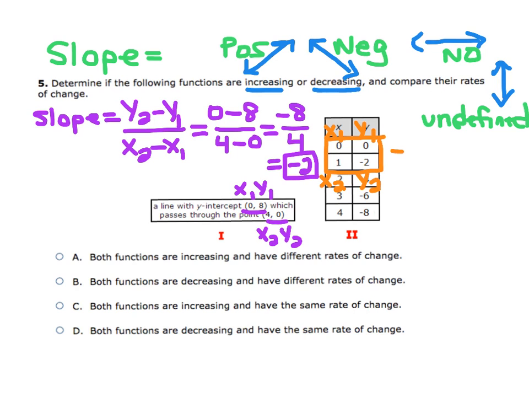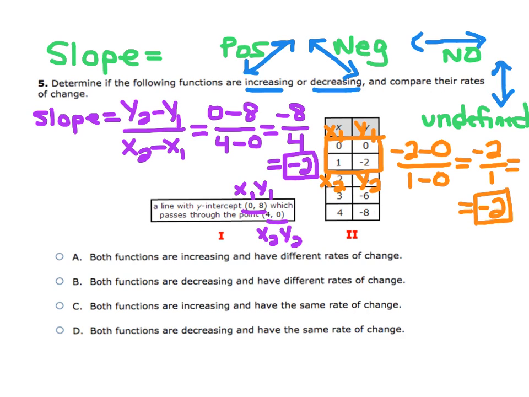So as I plug them in, I'm going to get negative 2 minus 0 over 1 minus 0. Negative 2 minus 0 is negative 2. 1 minus 0 is 1. Negative 2 over 1 will reduce to negative 2.